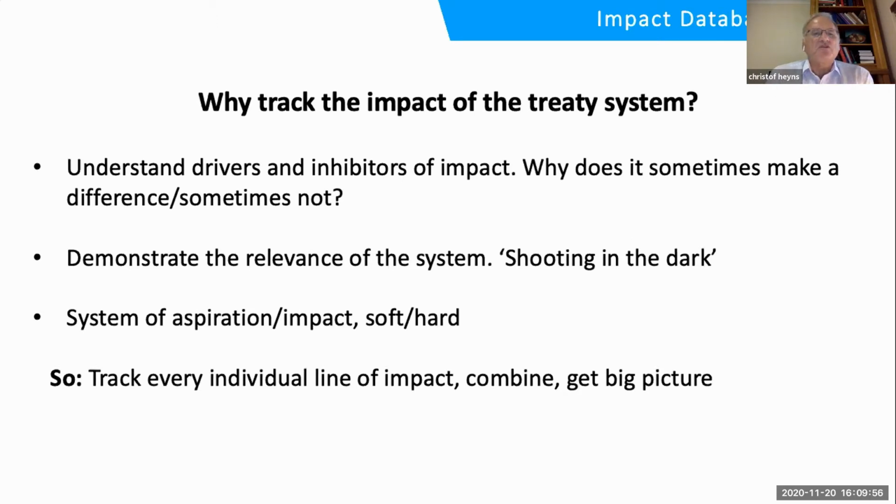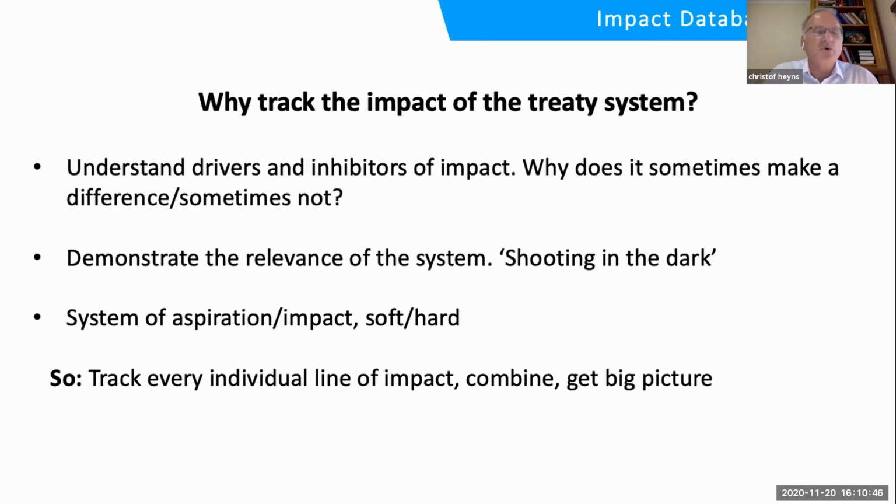So what would be the reasons to track the impact of the treaty system? I think the first need is to be able to understand the drivers and the inhibitors of impact. The question that all of us who are involved in the system in one way or another ask is, why does it make a difference sometimes and sometimes not? We have some sense of how often it makes a difference. On the Human Rights Committee, there was recently a study by Kate Fox, and she said 23% of the views are implemented. Now, of course, 23% is not bad in the sense that one knows a quarter of them are implemented, but one is worried about the 75%. And we don't really know what the situation is for the system as a whole if we look at the other components as well. What impact do the reports and so forth have?